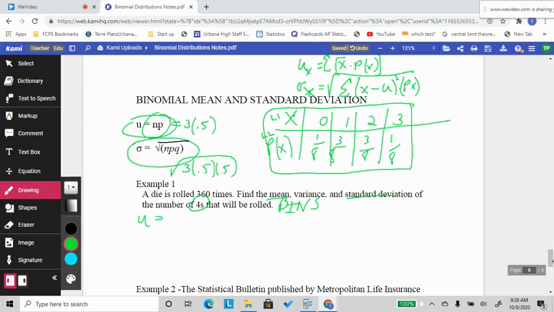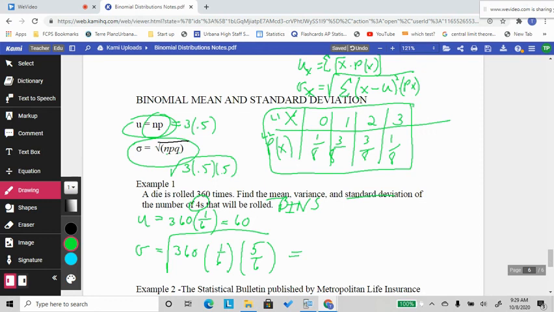So n is 360 times the probability of a 4, which is 1 out of 6. That's all you have to do. Answer is 60, if I did that right. The standard deviation on this is going to be 360, 1/6, n times p times q, 5/6, and then square root.